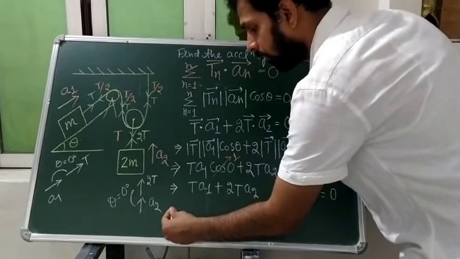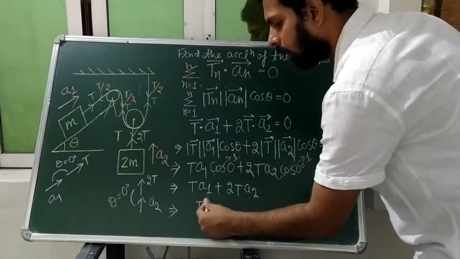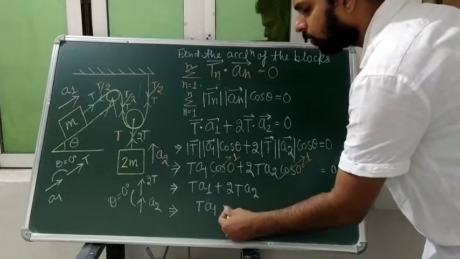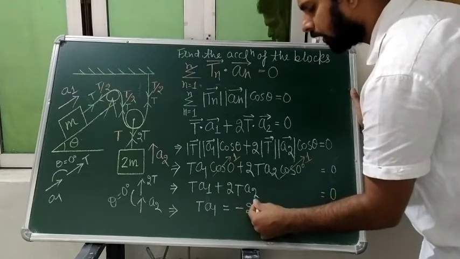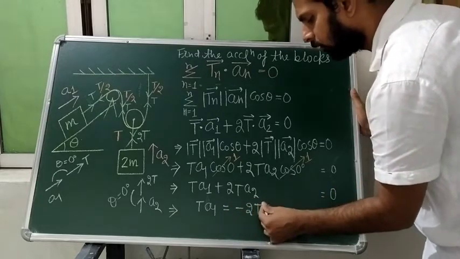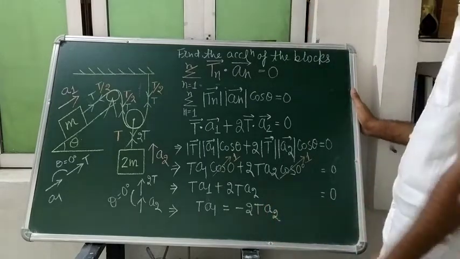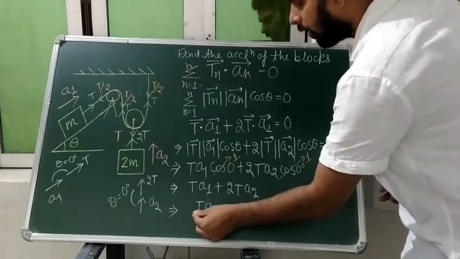From here what will we get? That our T A1, T multiplied by A1, should be equal to what, students? Minus of this 2T A2. Of course, this tension will get cancelled out.